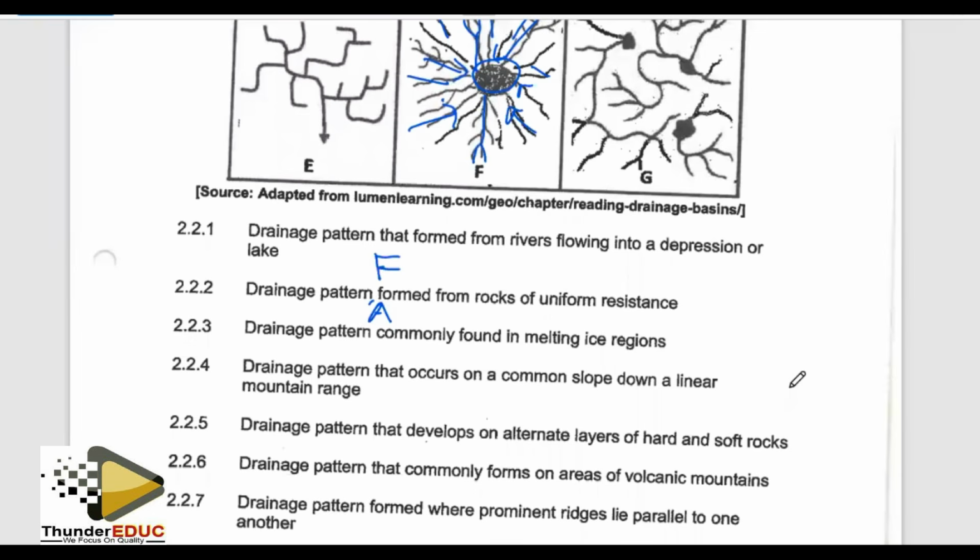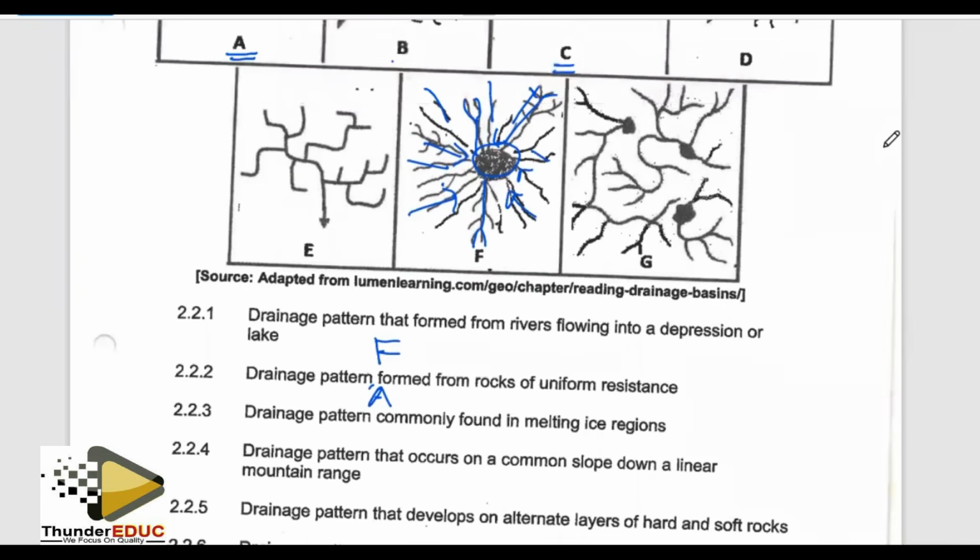2.2.3, drainage pattern commonly found in melting ice regions. I think that is typical of G, which is the deranged, because you can see deranged forms in glacial areas where streams do not have a clear pattern of flow. They are haphazard, you see.